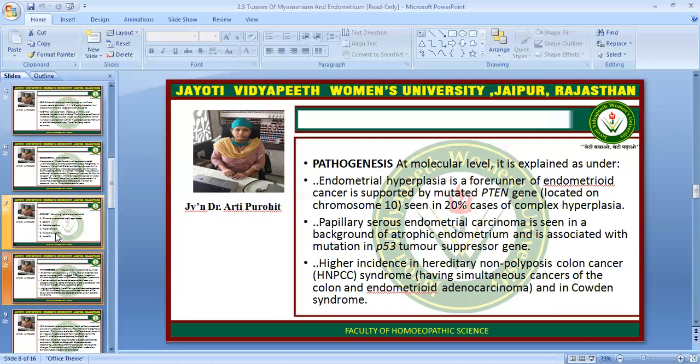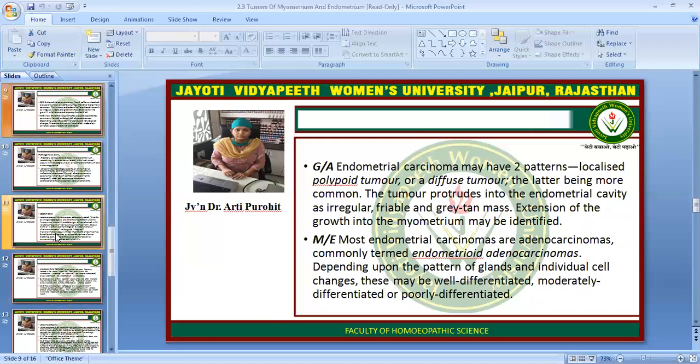Second is the papillary serous endometrial carcinoma, seen in the background of atrophic endometrium and associated with a mutation in the p53 tumor suppressor gene. Higher incidence is seen in hereditary non-polyposis colon cancer, HNPCC syndrome, having simultaneous cancers of the colon and endometrial adenocarcinoma, and in Cowden syndrome. In general examination, endometrial carcinoma may have two patterns.